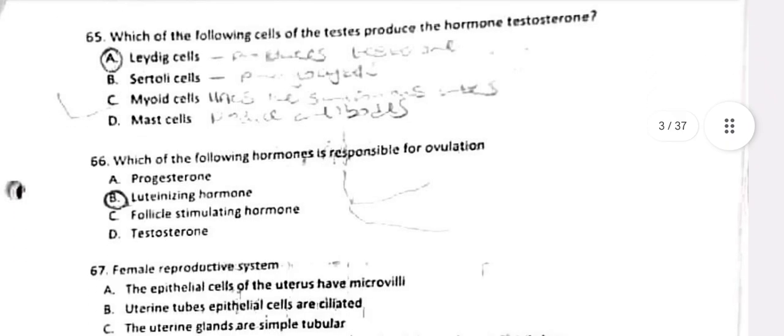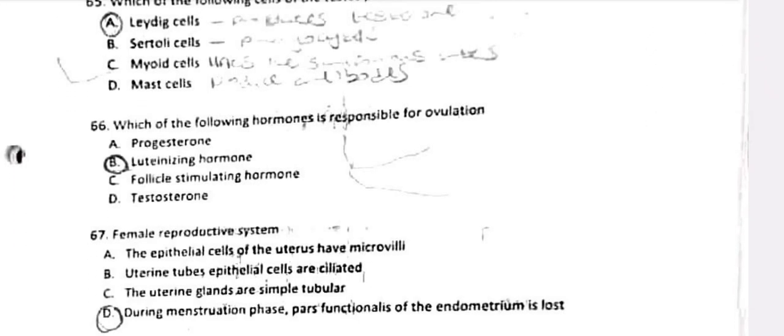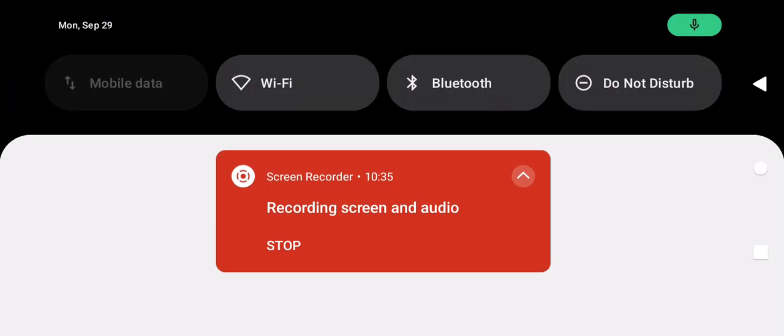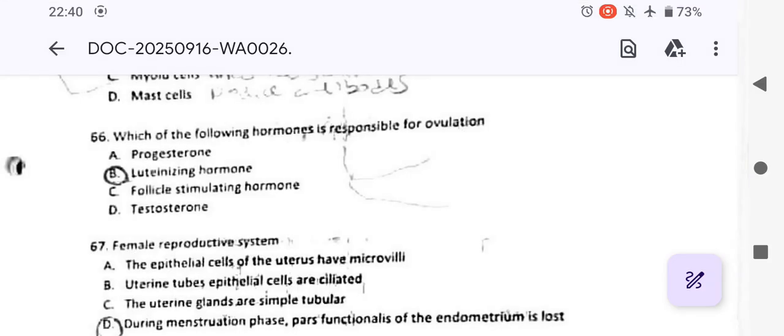Then question 66 is saying, which of the following hormones is responsible for ovulation? So ovulation, now we're talking about the actual day or phase in which the female ovary is releasing the ovum or the female egg. That is the ovulation. Is it A, progesterone, B, luteinizing hormone, C, follicle-stimulating hormone, D, testosterone?